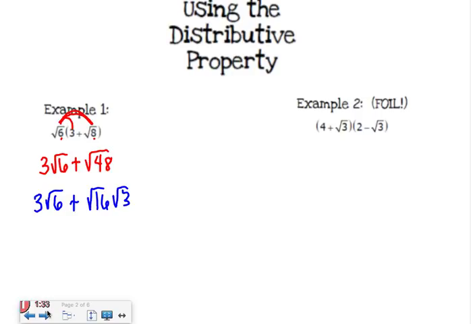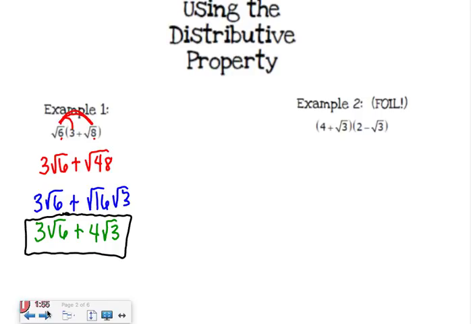And now from here we can break it down a little more. This guy stays the same. But what's the square root of 16? 4 square roots of 3. And then we're done because these are not like terms and I can't add them together. So that's our answer. So that's distributive property.